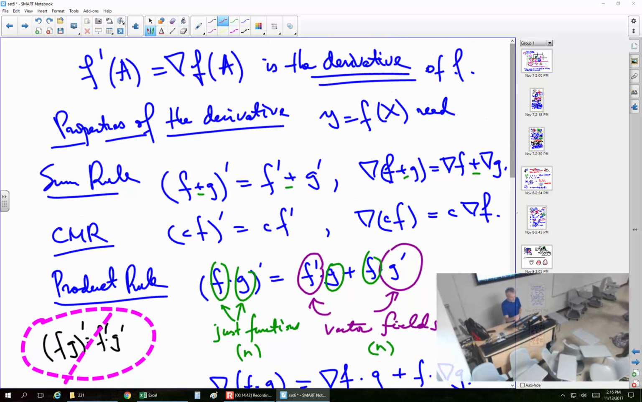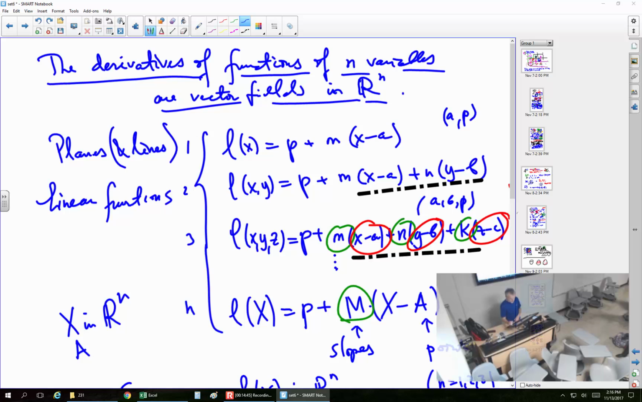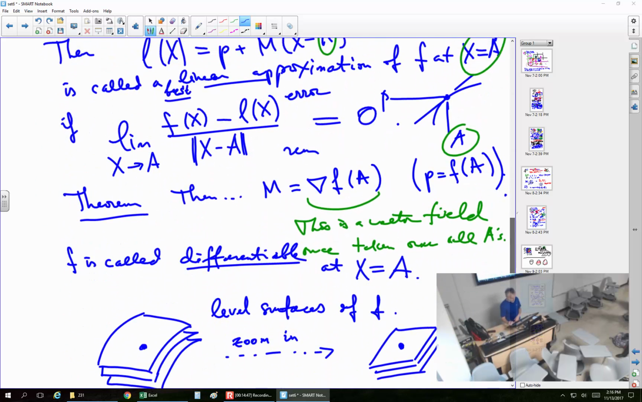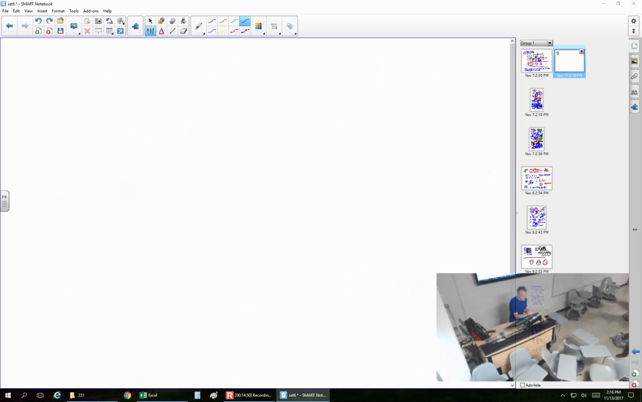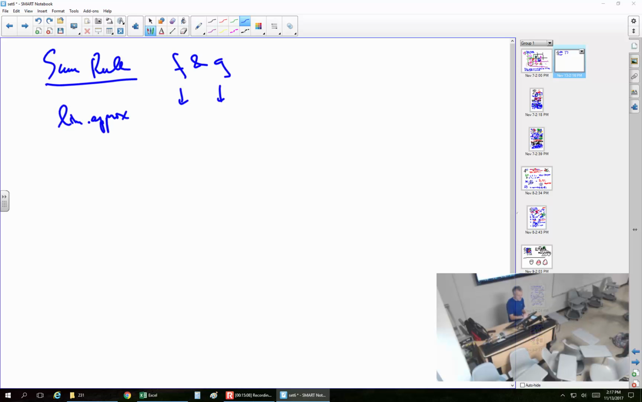Let me give you one example: the sum rule. We have f and g. What does it mean that they have derivatives? It means they have linear approximations. Say L(x) is equal to p plus m(x minus a). So they are differentiable, both at x equal a.